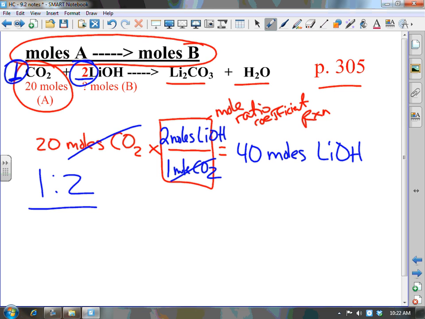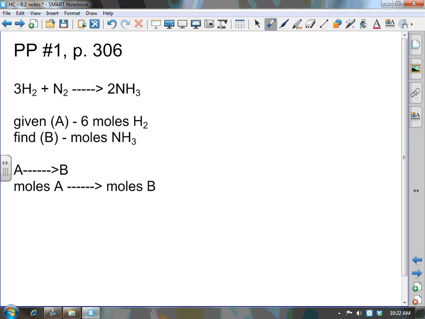All right. Very next thing, they have a practice problem there on top of page 306. It says ammonia is a widely used fertilizer. How many moles of ammonia are produced when 6 moles of hydrogen gas react with excess nitrogen? So the first thing you're going to have to do is figure out the balanced chemical equation. They tell us there how many moles of ammonia are produced when hydrogen gas reacts with excess nitrogen. Don't worry about the 6. That's the amount. You first have to know what's the reaction.